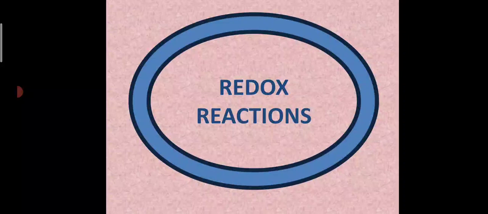What are redox reactions, and how to calculate the oxidation number. When it comes to redox, it involves oxidation, so we have to know how to calculate the oxidation state, the oxidation number. We will see that also. Along with that, we will see the classification of redox reactions and the rules for identifying the oxidation number.